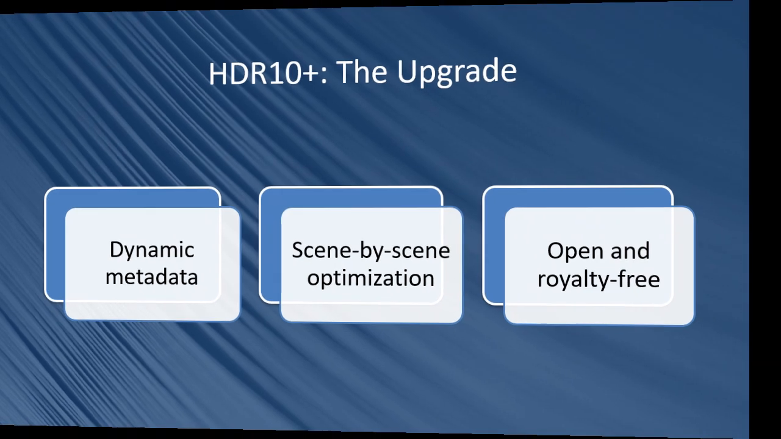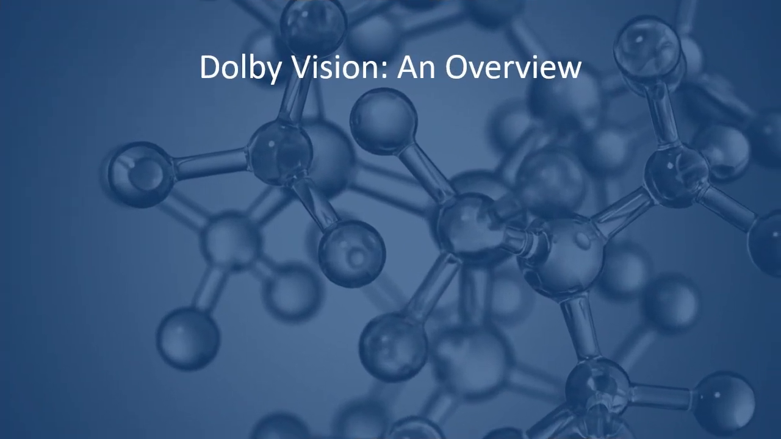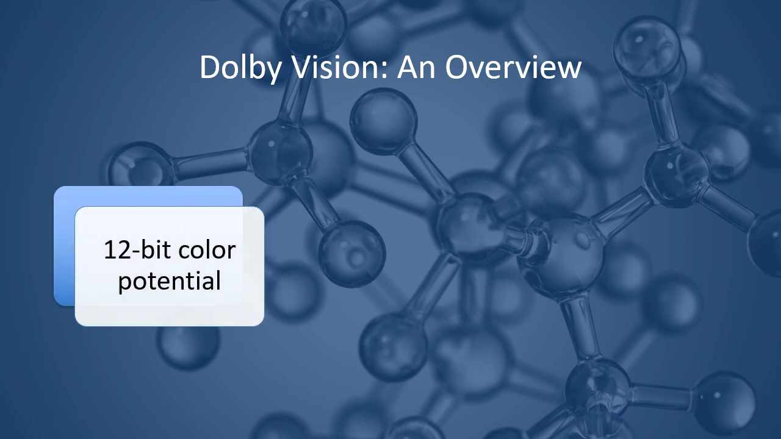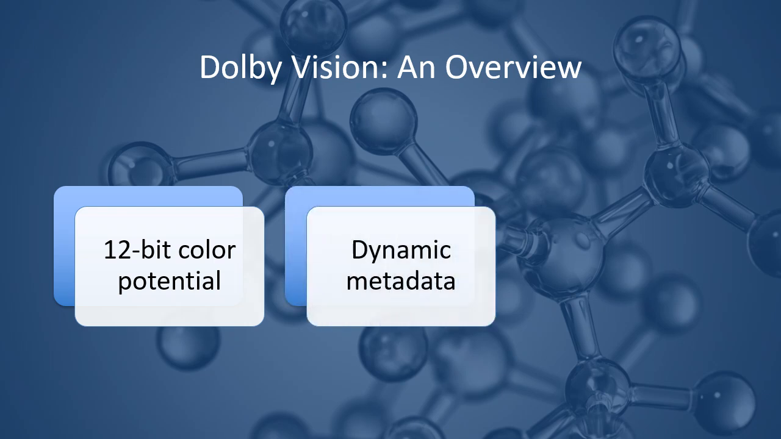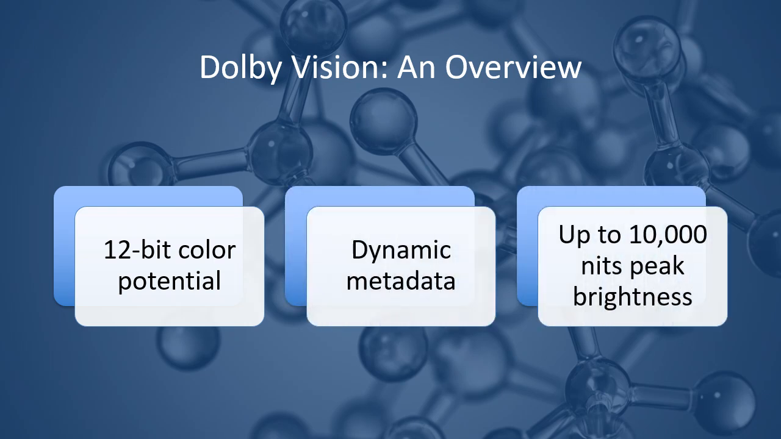Dolby Vision, an overview. Dolby Vision is considered the premium HDR format. It supports dynamic metadata, just like HDR10+, but goes even further, with the potential for 12-bit color and peak brightness up to 10,000 nits. It offers exceptional consistency across supported devices, thanks to Dolby's strict certification standards.